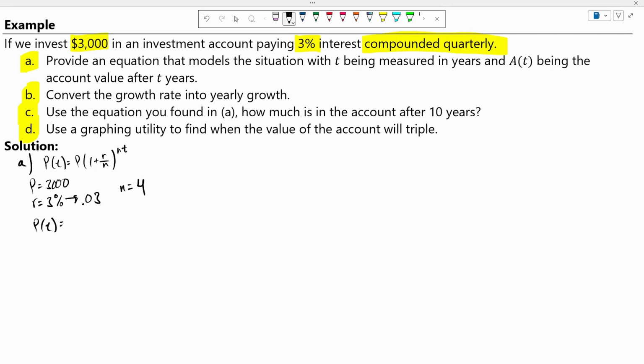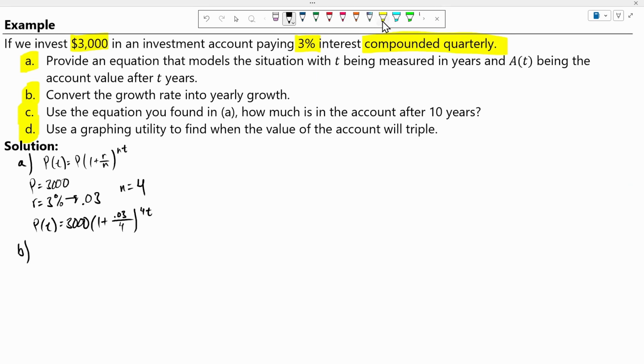Okay, this is it. We're done. P of T is 3,000 times 1 plus 0.03 divided by 4, to the 4t. That's it.